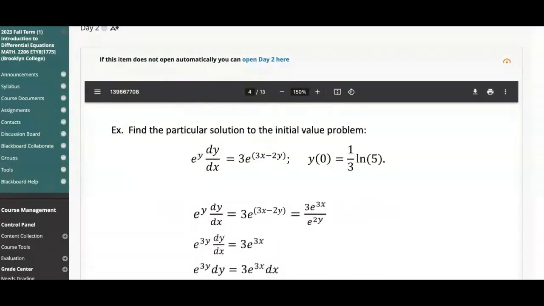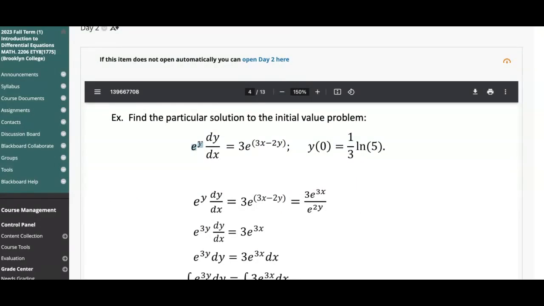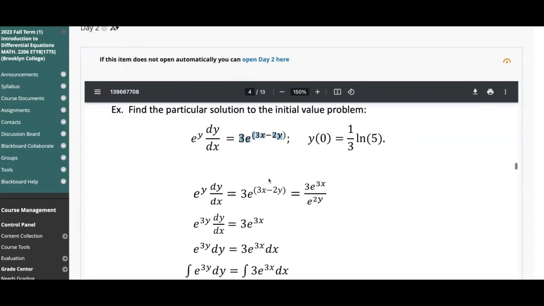Let's see this example. This one we want to find a particular solution because we're given this initial condition. So e to the y dy dx equals 3e raised by 3x minus 2y. So we need to separate the exponents of e, then put the y terms on the left-hand side, then the x terms on the right-hand side.